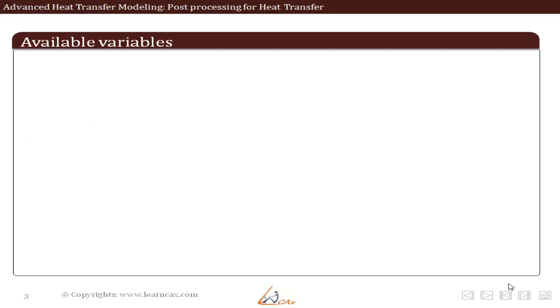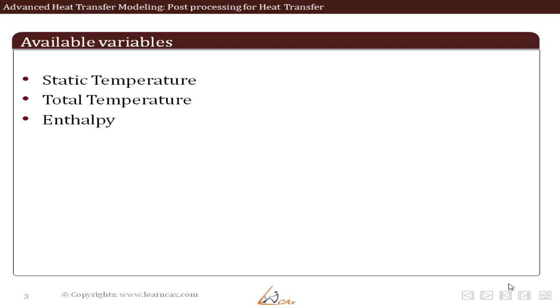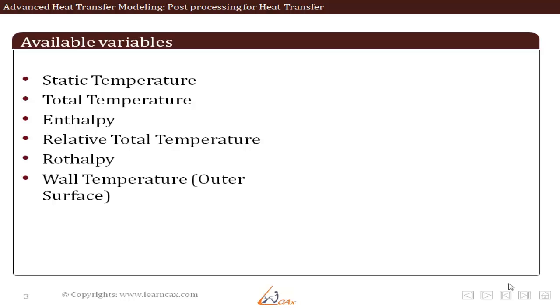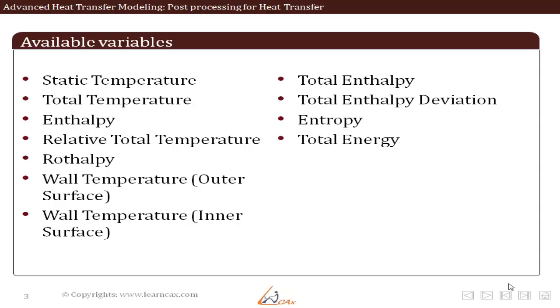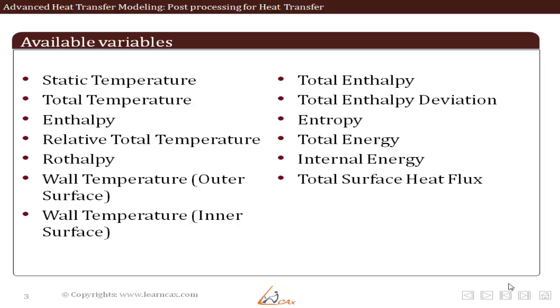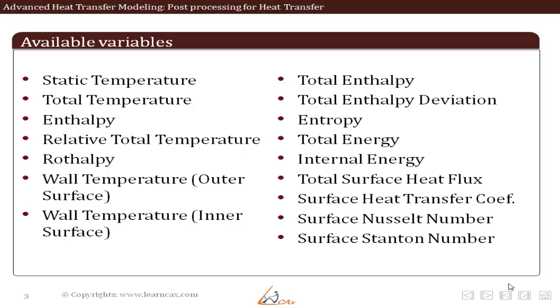We can plot or we can see static temperature, total temperature, enthalpy, relative total temperature, rothalpy, wall temperature, that is outer wall surface temperature, inner wall surface temperature, total enthalpy deviation, entropy, total energy, internal energy, surface heat flux, surface heat transfer coefficient, which is another important parameter, surface Nusselt number and Stanton number. Various options exist in post-processing in order to extract these quantities either directly or indirectly. Let us see one by one some of the important post-processing options in Fluent.